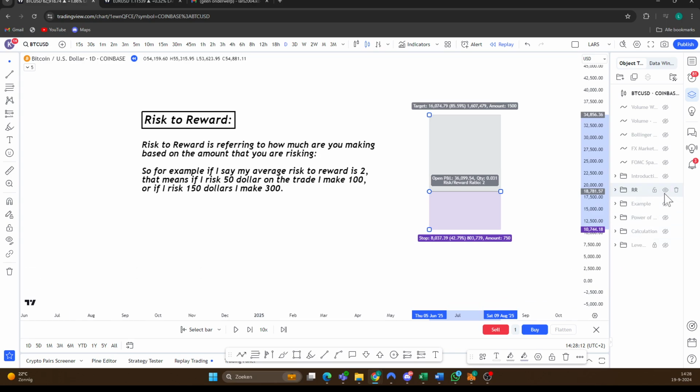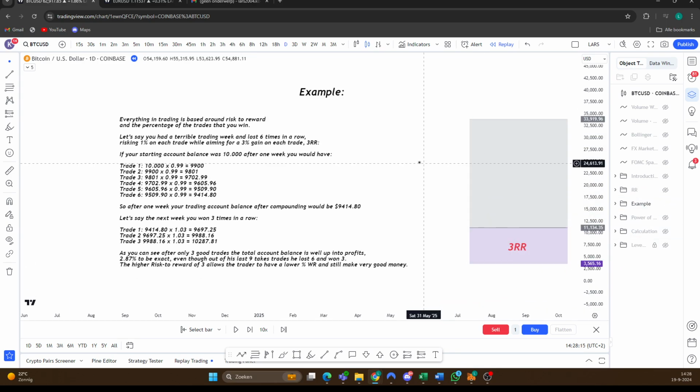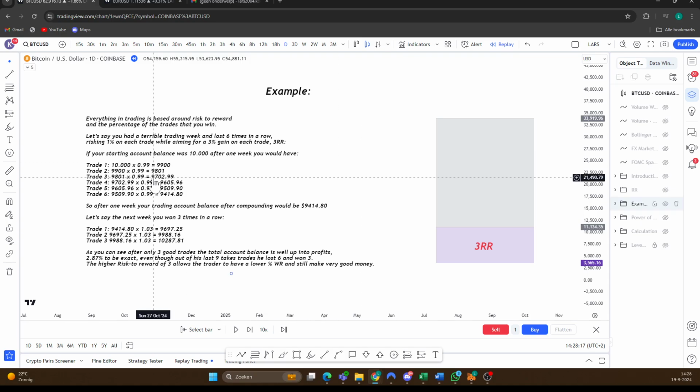So let me pull up an example to show you guys. Like I said, everything in trading is based around risk to reward and the percentage of the trades that you win. So let's say you had a terrible trading week and you lost 6 times in a row, risking 1% on each trade, while every trade had a risk to reward of 3. Meaning, if you won the trade, you would have made 3% on your account balance. Okay?